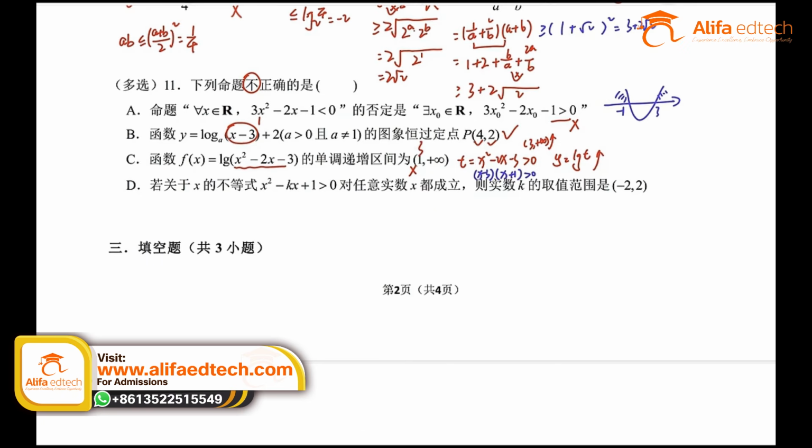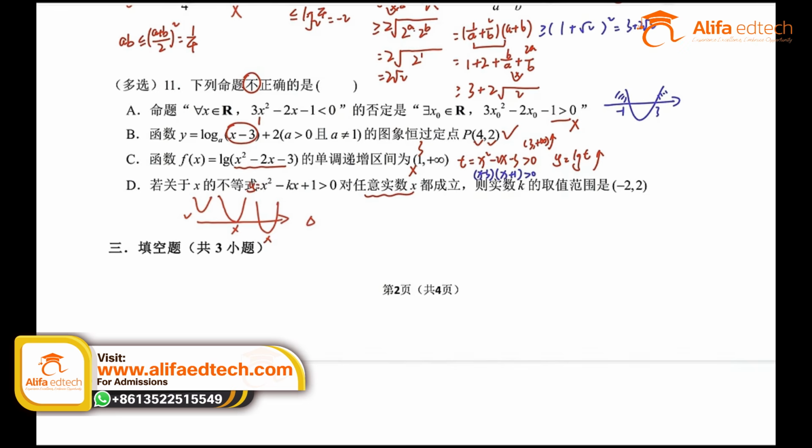Okay, next one. This inequality in x holds for any real number x. So since it holds for all real numbers x, we're asked to find the range of k. So when we look at it, the left side can be seen as a quadratic function. The graph of this quadratic function could be above the x-axis. It could have one common point with the x-axis, or it could have two common points. For it to always be greater than 0, it can only be the first graph. The second and third are incorrect.